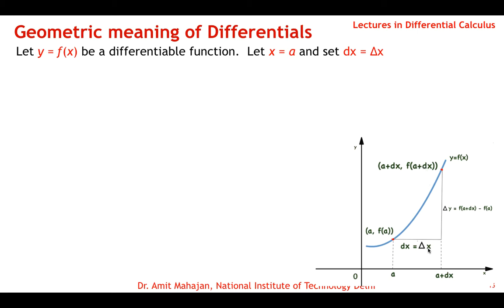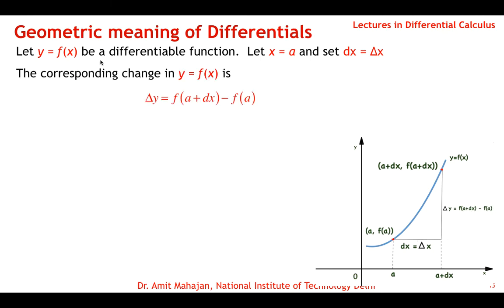So dx is the change in x, which is delta x. And we know that this is the change in y, delta y, which is the function value here minus the function value here. So the change in y is the function value at a plus dx minus the function value at a. The corresponding change in y equal to f(x) is delta y. But if dx is delta x, this doesn't mean that delta y is dy.